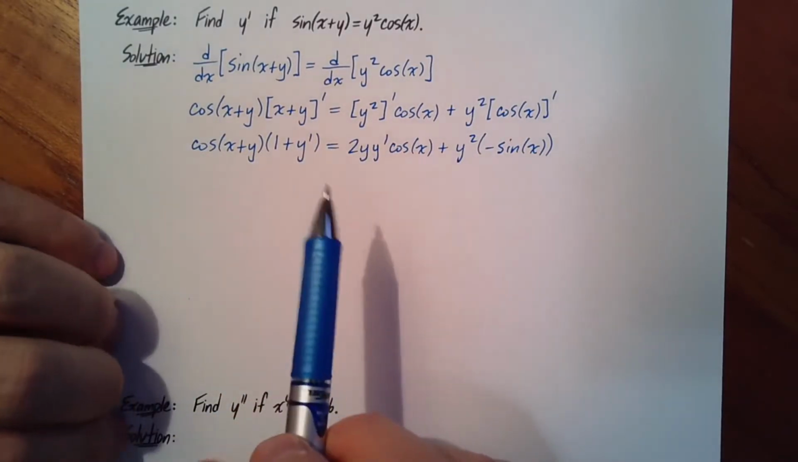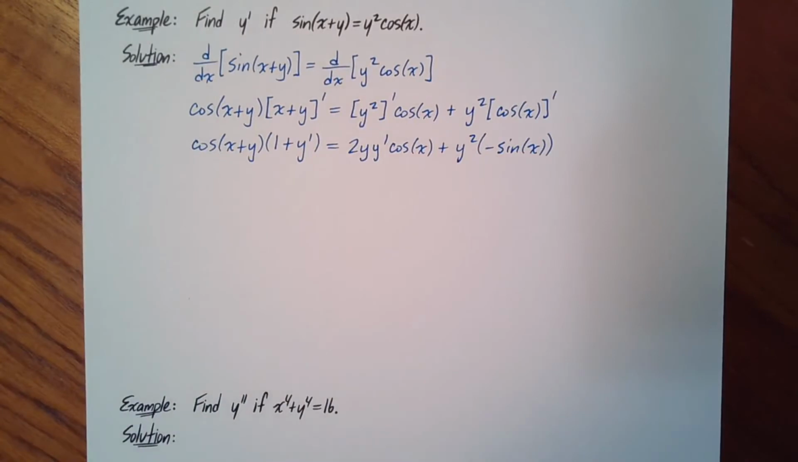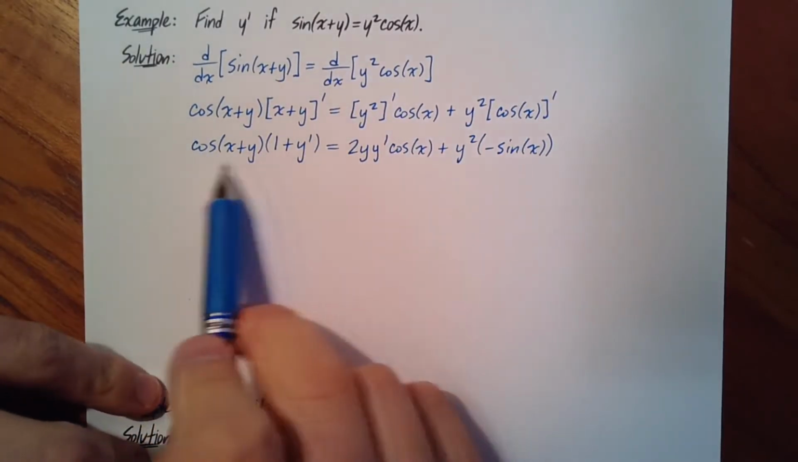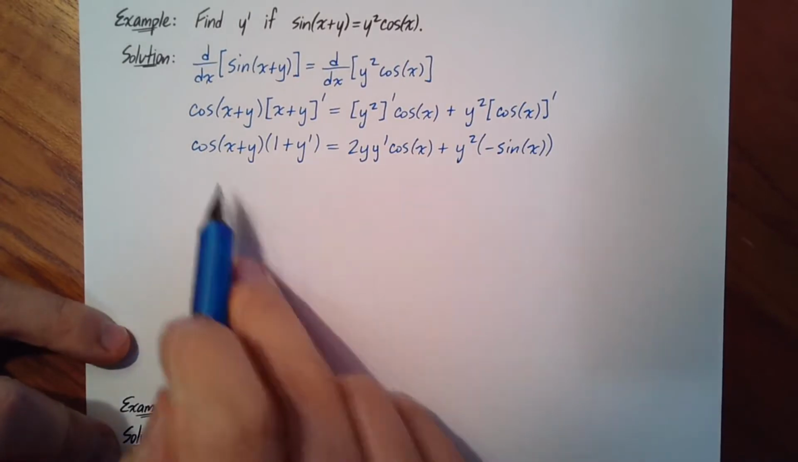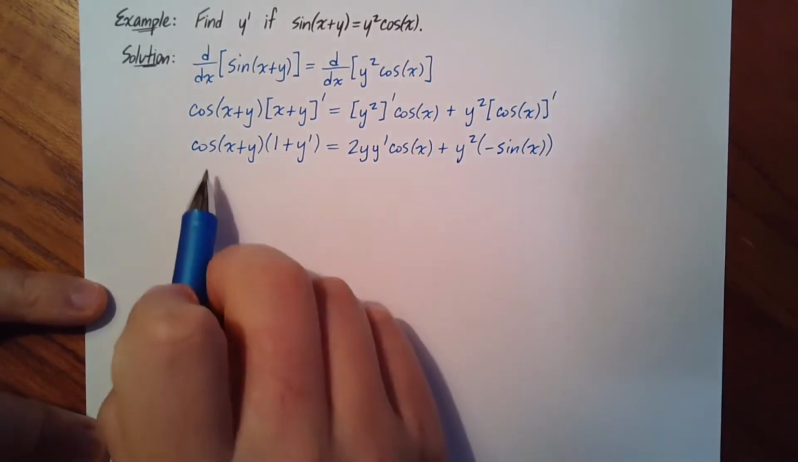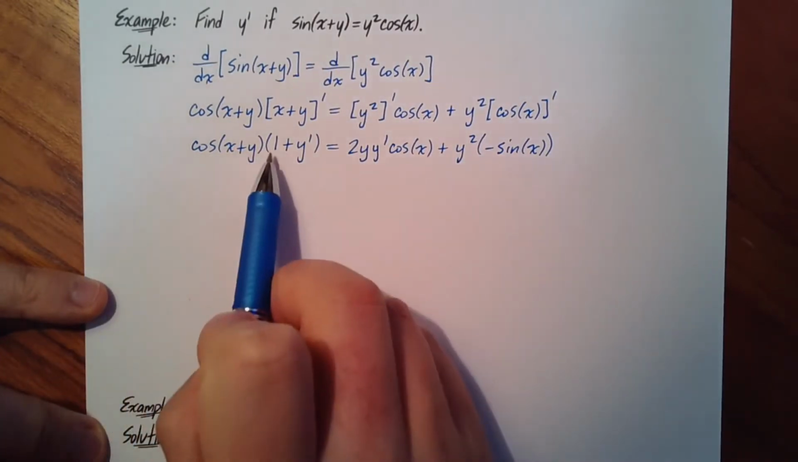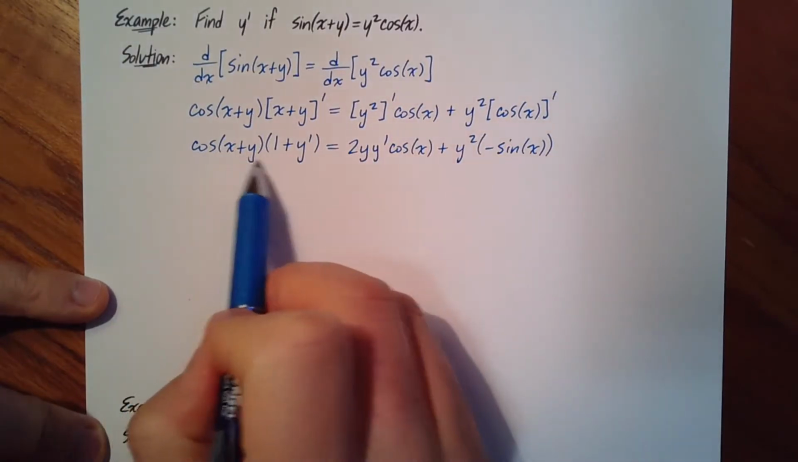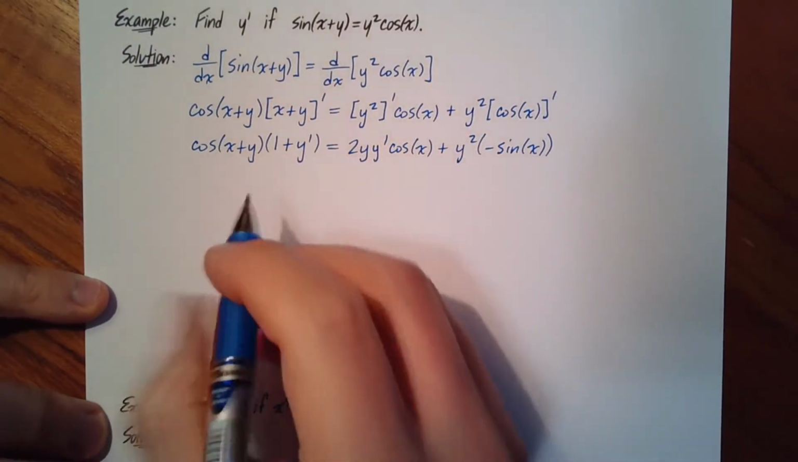We need to have every term fall into one of two categories. It either has y prime as a factor, or it is completely independent of y prime. And this one satisfies neither of those. But that's okay. We can fix that by just expanding everything out. So just multiply the cosine of x plus y into the brackets. So multiply it by the 1 and then multiply it by the y prime. And this is what you're going to get.